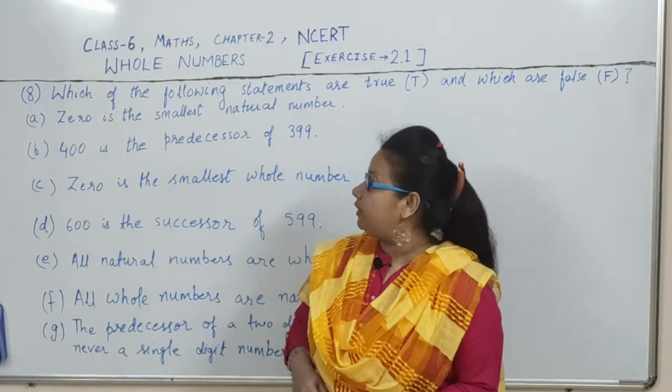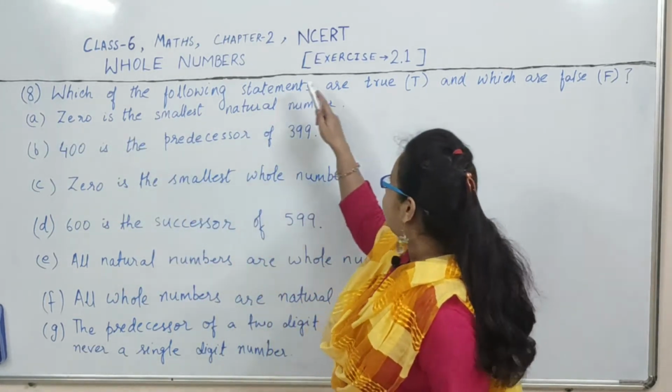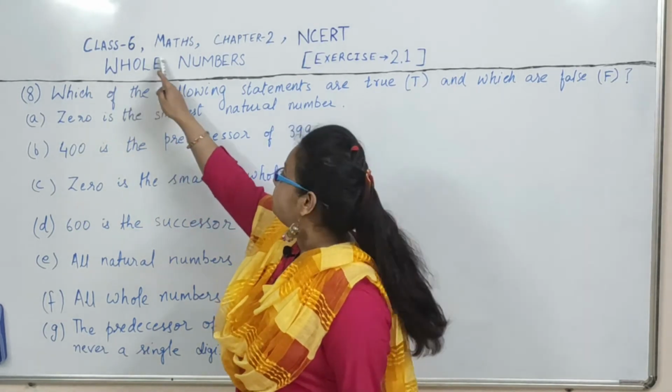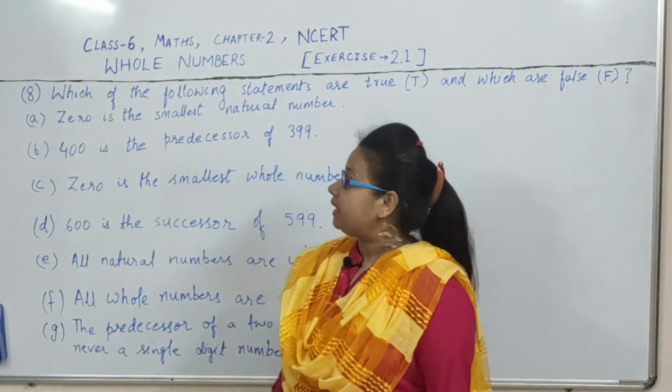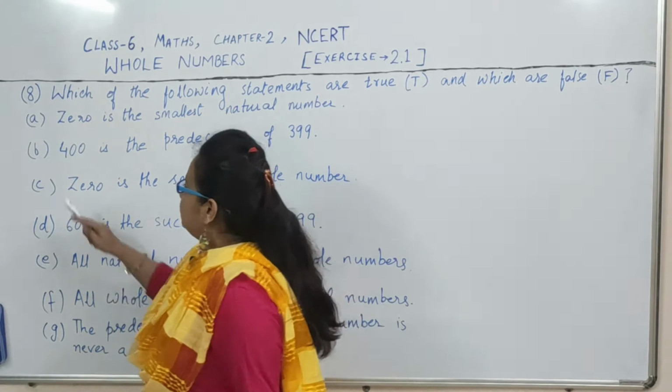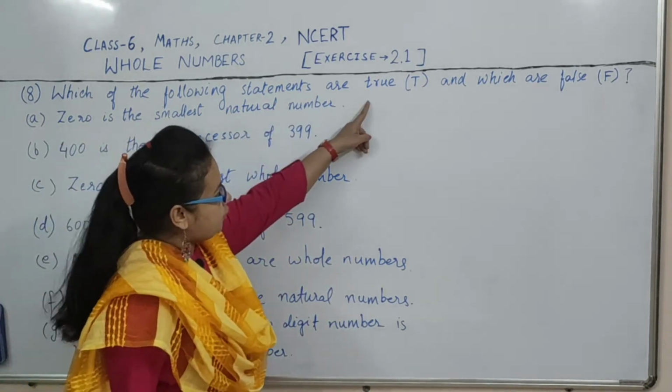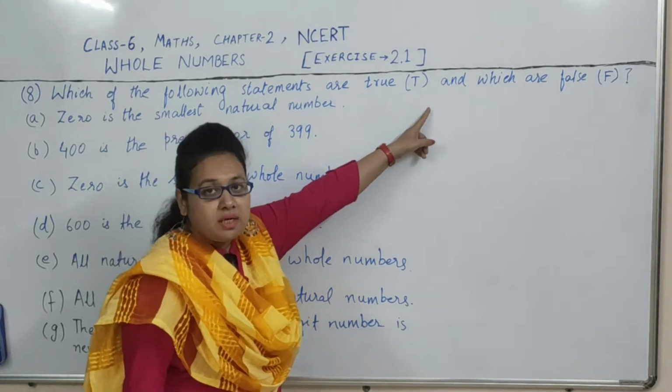In today's class, we will do question number 8 of exercise 2.1 from the second chapter, Whole Numbers, of the 6th class Maths NCERT book. Now let us read the question. Which of the following statements are true and which are false?